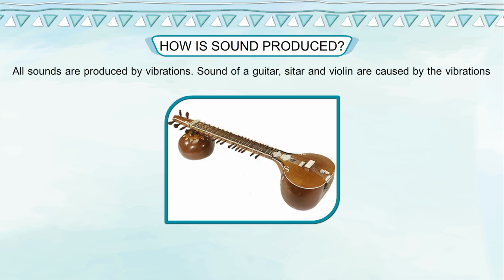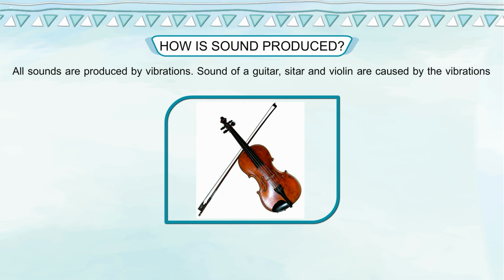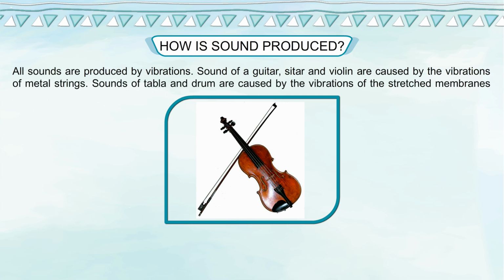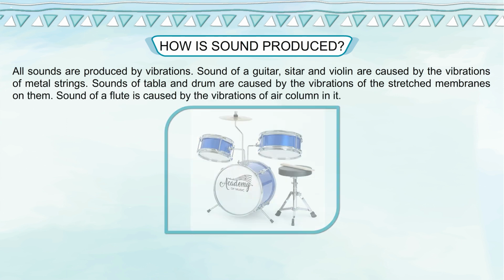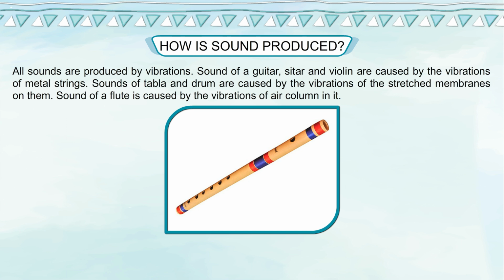Sound of a guitar, sitar and violin are caused by the vibrations of metal strings. Sounds of tabla and drum are caused by the vibrations of the stressed membranes on them. Sound of a flute is caused by the vibrations of air column in it.